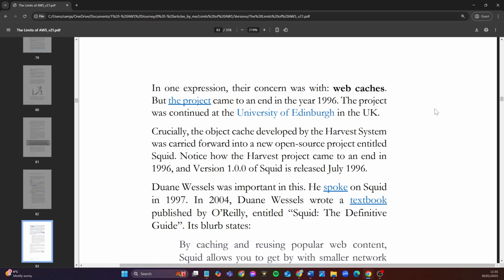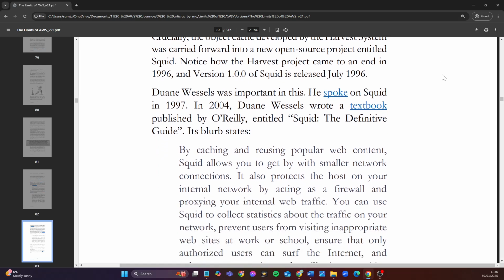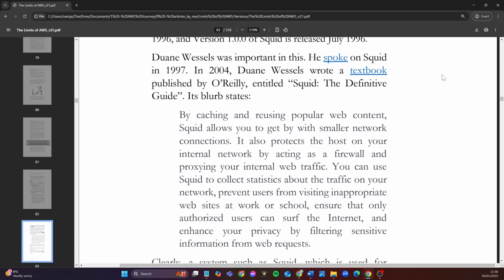But the project came to an end in the year 1996. The project was continued at the University of Edinburgh in the UK. Crucially, the object cache developed by the Harvest system was carried forward into a new open source project entitled Squid. Notice how the Harvest project came to an end in 1996 and version 1.0.0 of Squid is released in July, the summer of 1996. Dwayne Wessels was important in this. He spoke on Squid in 1997. In 2004, he wrote a textbook published by O'Reilly entitled Squid, the Definitive Guide.